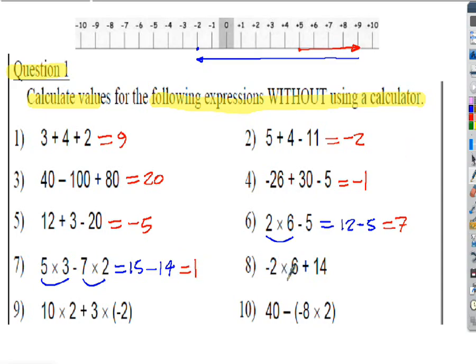Question 8, we've got negative 2 multiplied by 6 added to 14, so the precedence is here. So negative 2 multiplied by 6 is negative 12, and we're adding 14, so that's equal to positive 2.